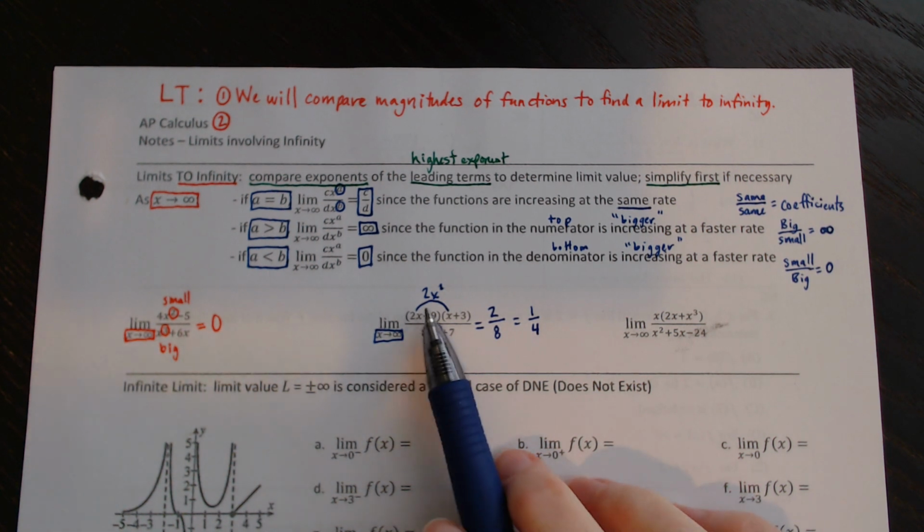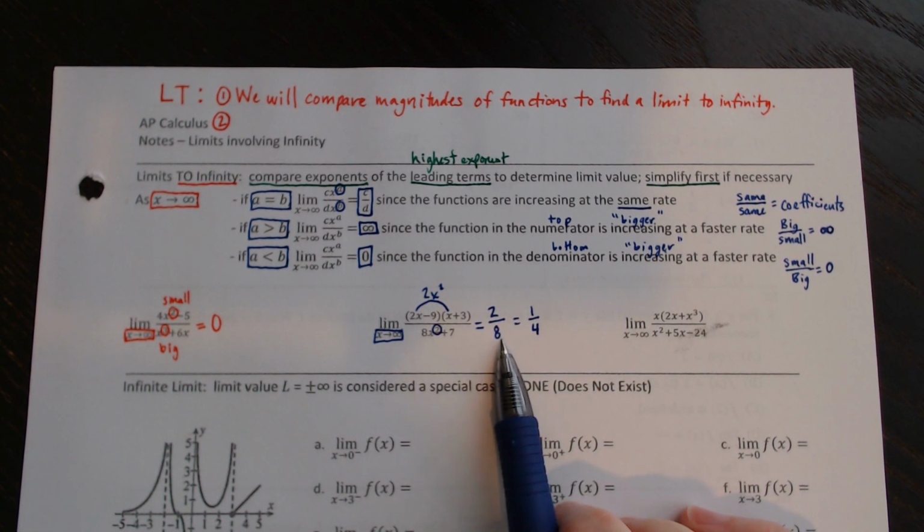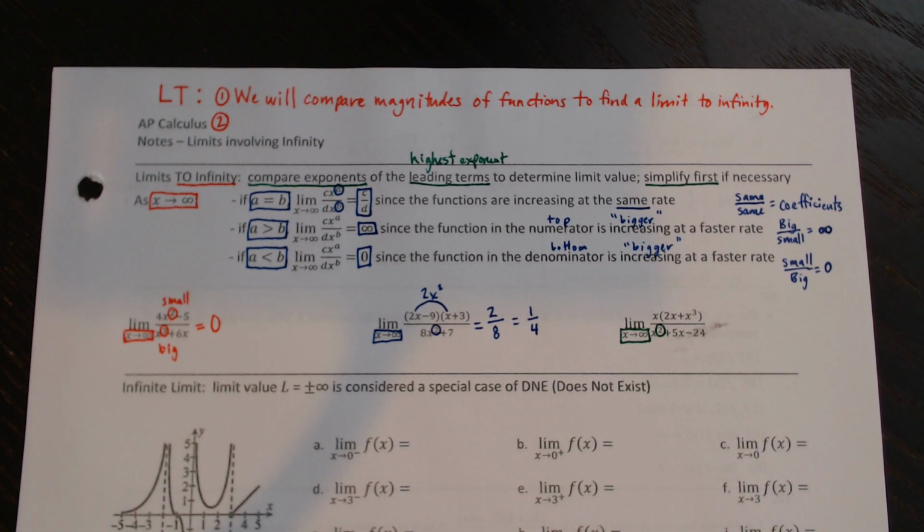So I would take the numerator coefficient, which is 2, divided by the denominator coefficient 8. So set up that ratio. If you can reduce it, that's great. The final answer will be 1/4.